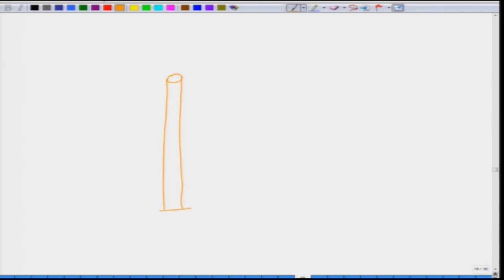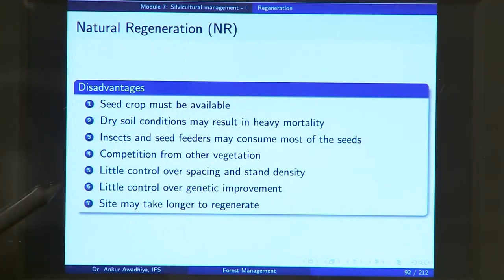Whereas, in the case of natural regeneration, you might have a situation in which the trees have a very irregular bole with a large number of branches. So, even though you want trees like this, but you get trees like this. So, you do not have much control over genetic improvement. You cannot select those trees that have your desired qualities, and the site may also take longer to regenerate, because there is nothing in your control. So, it might take longer to regenerate.